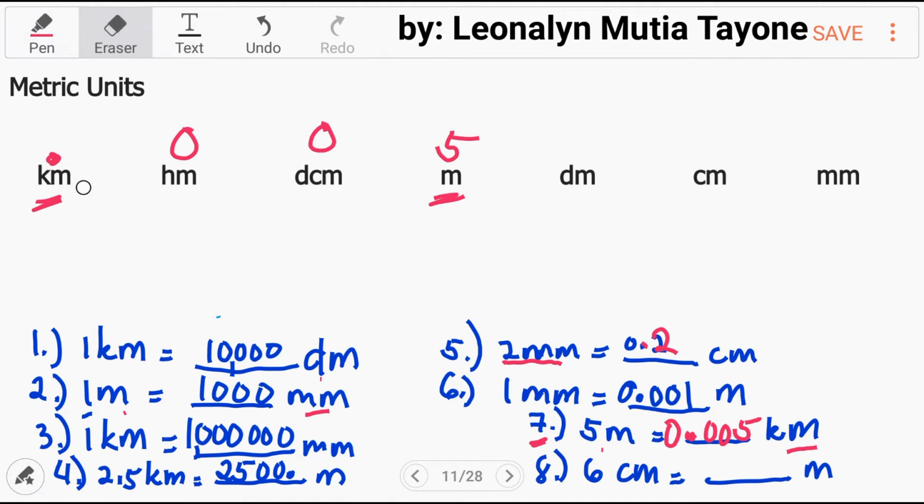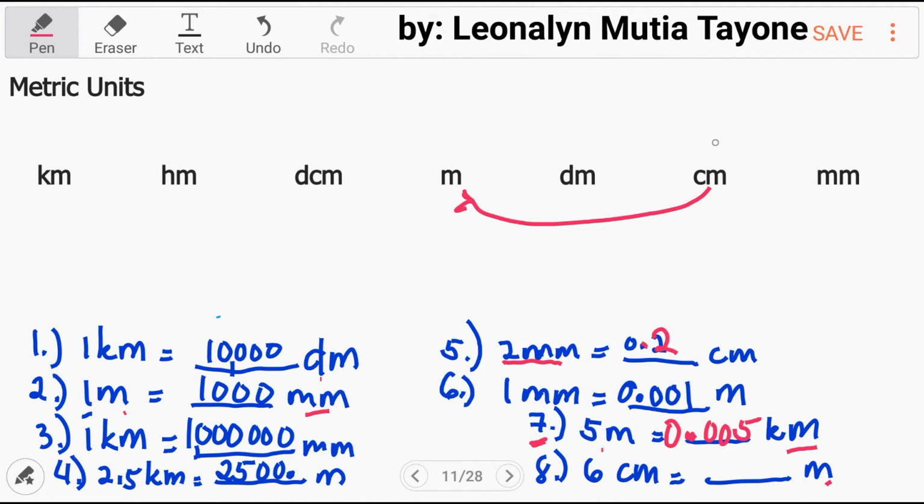Number 8 na example natin. Centimeter to meter. That is 6 centimeters to meter. And that is 0.06. Ngayon, kung anong ginawa natin dito sa kilometers, meters, centimeters, at millimeters, ganun din ang gagawin nyo sa kilogram.